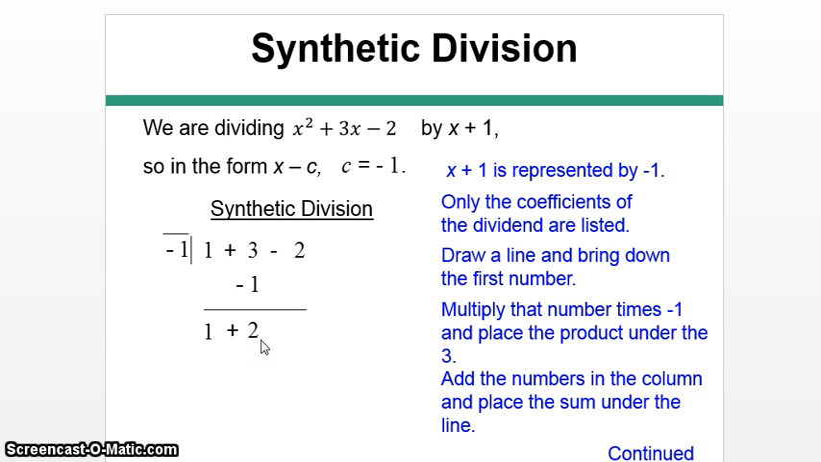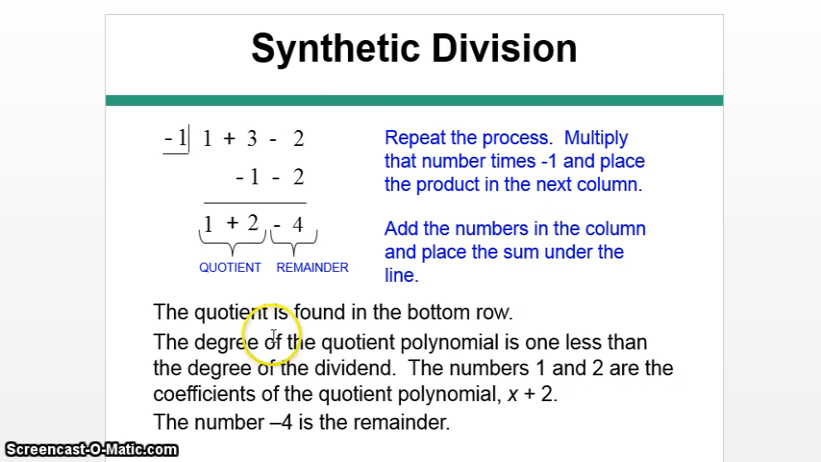Again, repeat the same process. That means multiplying this 2 with negative 1, we'll get negative 2. We'll write it under negative 2. Then you add them, we'll get negative 4. Write it below the line.